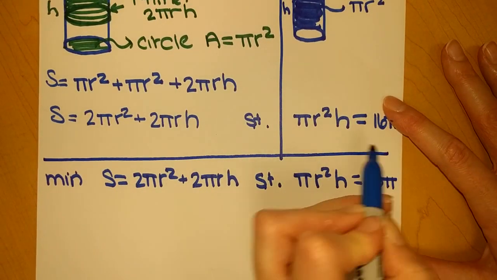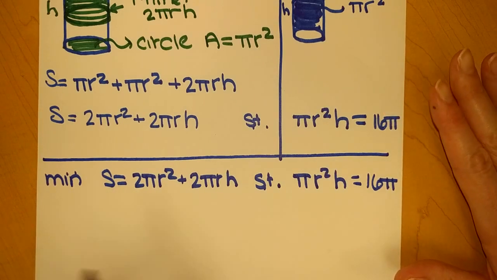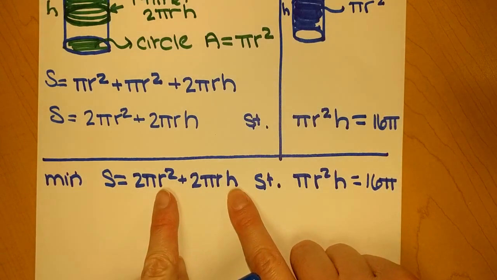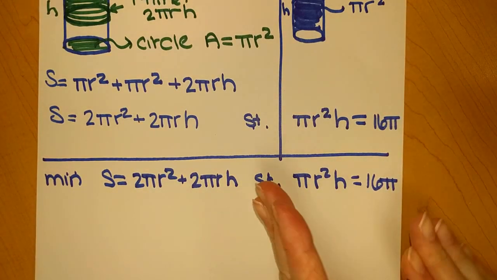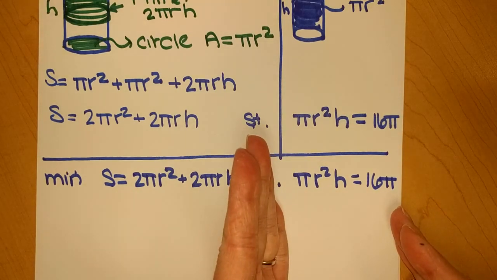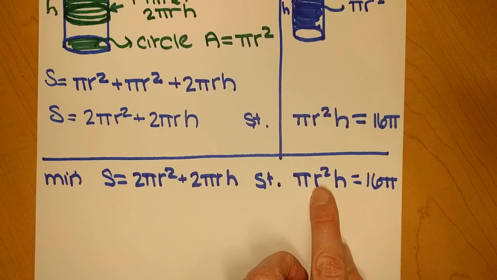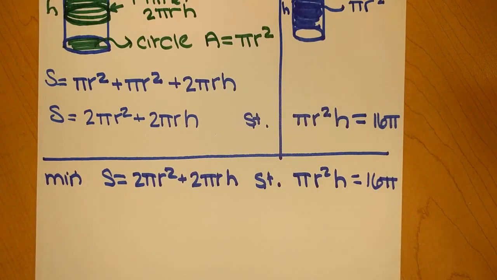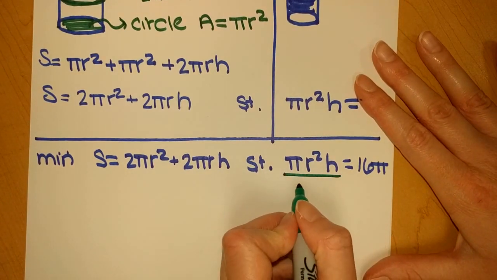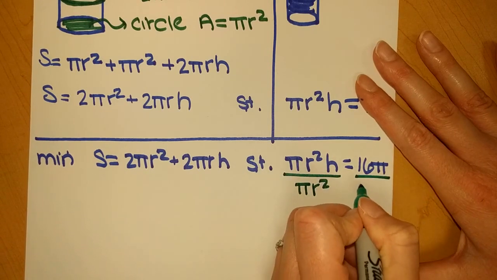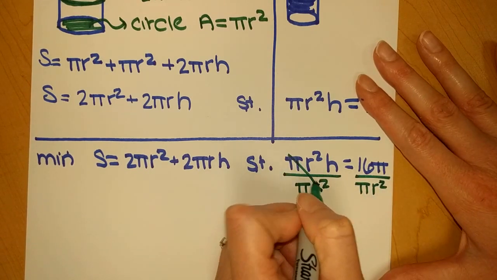Now, when you look at your surface area formula, you have a problem here because you have two unknowns, r and h. So what we're going to do is go over here to our constraint and solve for one of the unknowns. Now, if I solve for r, I'm going to have to take a square root. So because of that, I'm going to solve for h, divide by pi r squared, divide by pi r squared, so I don't have to take any square root.